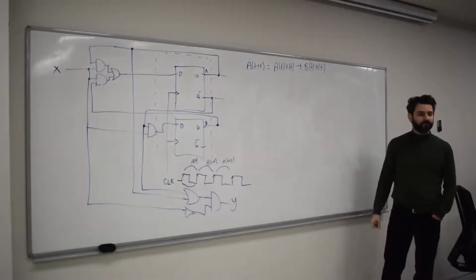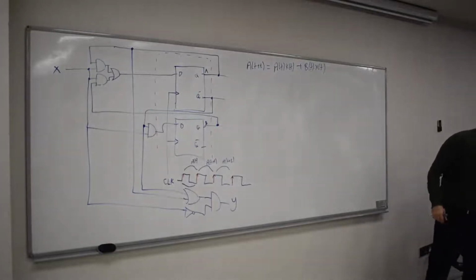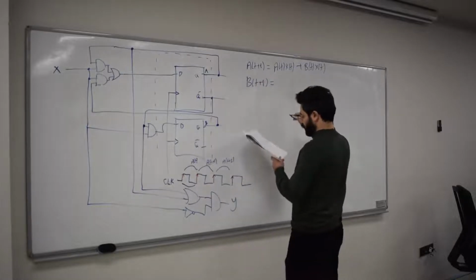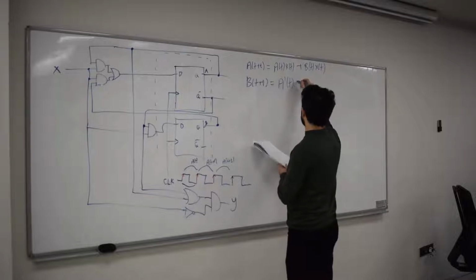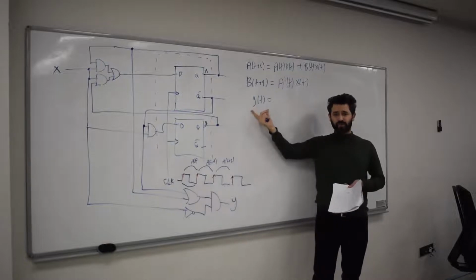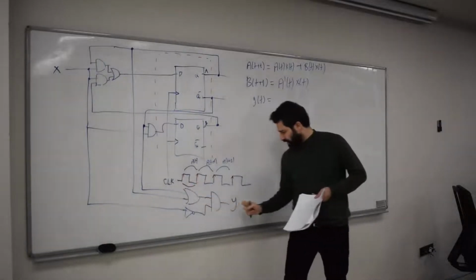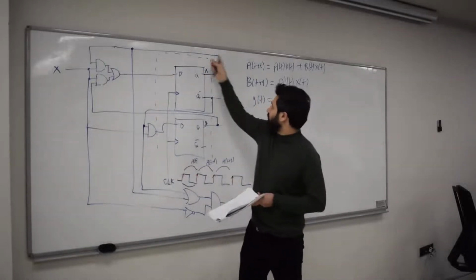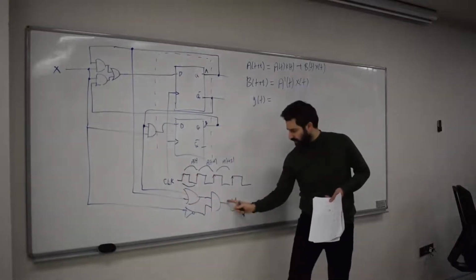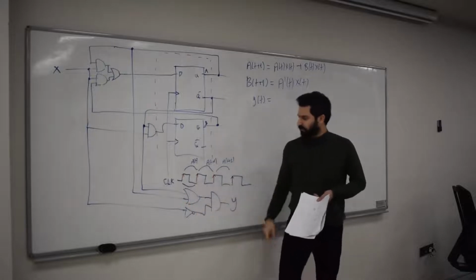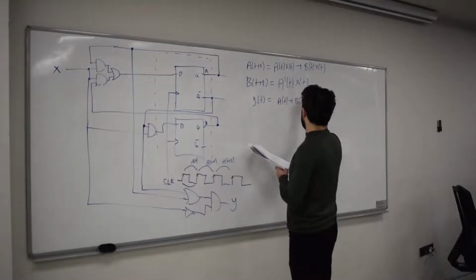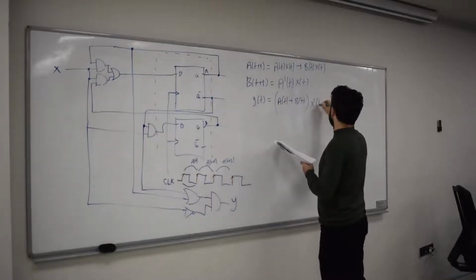Similarly, we have defined the next state of this flip-flop, which I'm going to call BT plus 1, as A prime T and XT. And finally, we have YT. Remember that YT is not a YT plus 1, because whenever you're in this period, YT is automatically calculated based on the states AT and BT, as well as XT. It doesn't have to wait for the next state to come, because it's a combinational circuit, remember? All right, and YT is equal to AT plus BT and X prime T, okay?